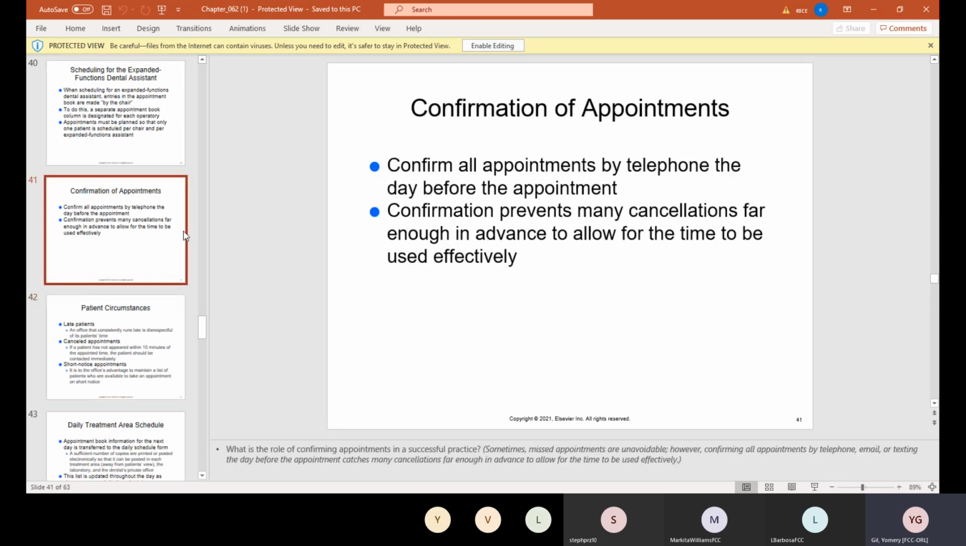Okay, confirmation of appointments. Confirm all appointments by telephone the day before the appointment. Confirmation prevents many cancellations far enough in advance to allow for the time to be used effectively. So sometimes offices will do that. They'll confirm the appointments the day before, but there are offices that will confirm the appointment with at least 48-hour notice, because if they have to cancel, they can find time to fit another patient in that slot.